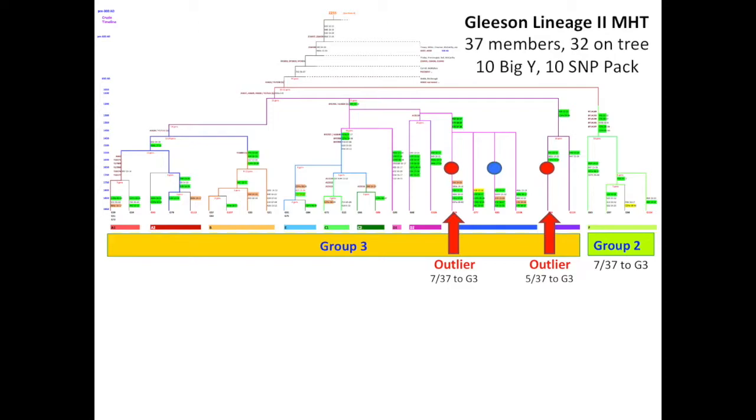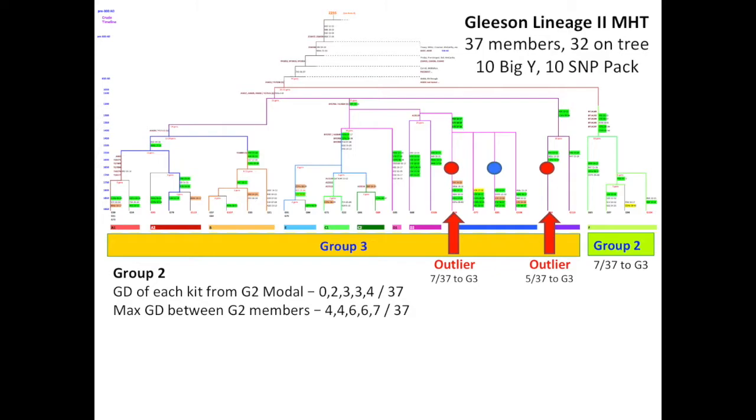But if we look at the genetic distance of each kit from the genetic two modal in group two, there are five people in group two. Looking at each member's genetic distance from the modal of this group, one is an exact match to the modal, one is a distance of 2 out of 37, one is 3 out of 37, and 4 out of 37. Not too much spread, all within that matching threshold. The maximum genetic distance between any of these five members goes up to 7 out of 37.